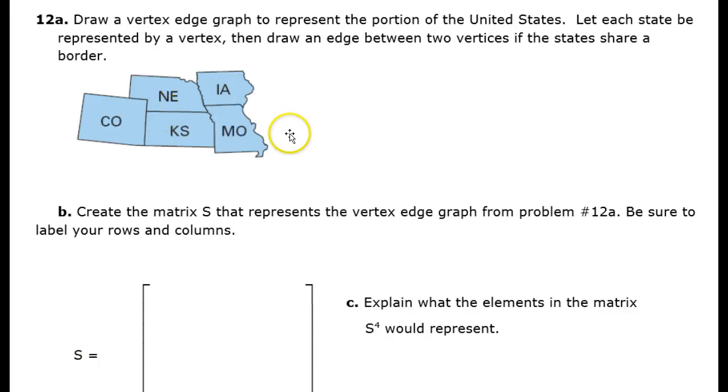Alright, in this video I will show you how to make a vertex edge graph, and I will show you how to represent a vertex edge graph in matrix form. So, looking at number 12, part A. Each one of these states will be represented by a vertex on my vertex edge graph. So I see I have 5 states, so I will have 5 vertices.